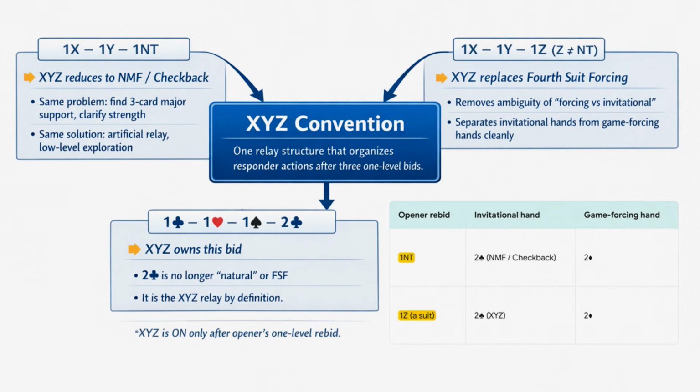Just look at that beautiful consistency. It doesn't matter if your partner rebids 1 no-trump or a new suit. The logic is identical. If you have an invitational hand, you bid 2 clubs. If you have a game-forcing hand, you bid 2 diamonds. 2 totally different looking auctions, one simple, unified answer.